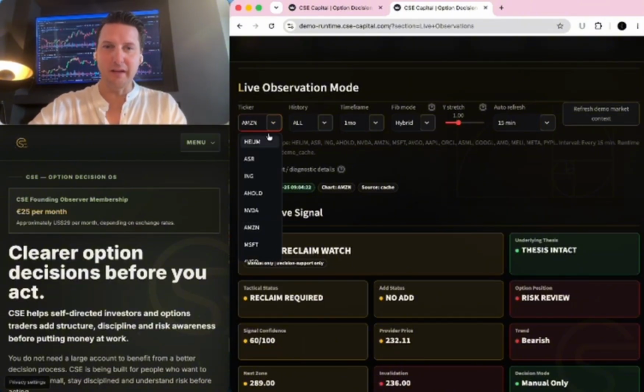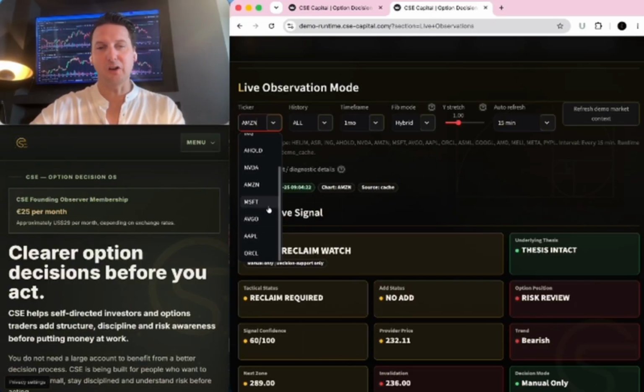Here we have the European stocks Heijmans, ASR, ING, Ahold, and also the USA stocks NVDA, Amazon, Microsoft, AVGO, that's Broadcom, Apple, and Oracle. These are fully calibrated stocks, which are fully calibrated by our Fibonacci engine.